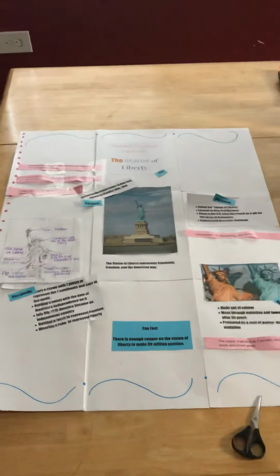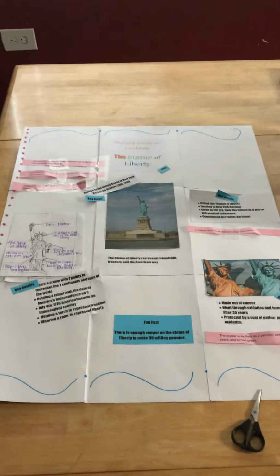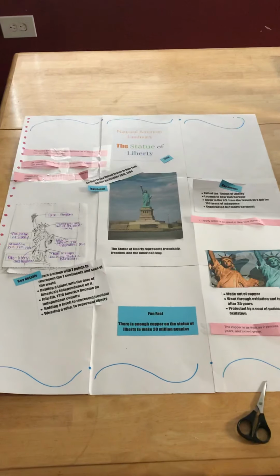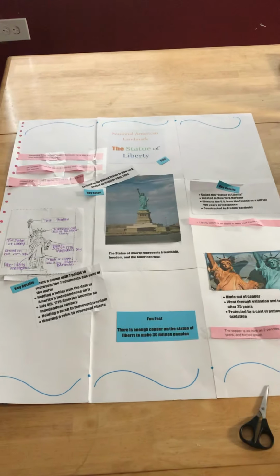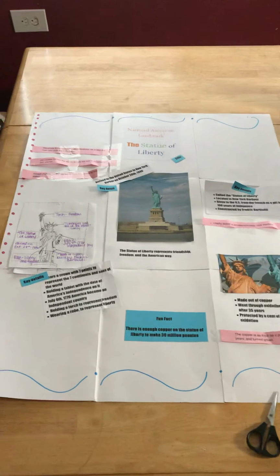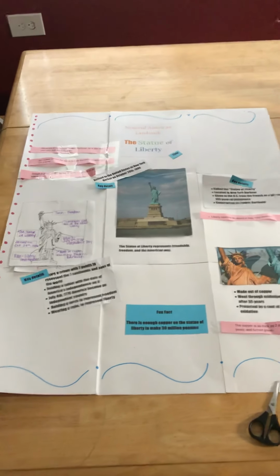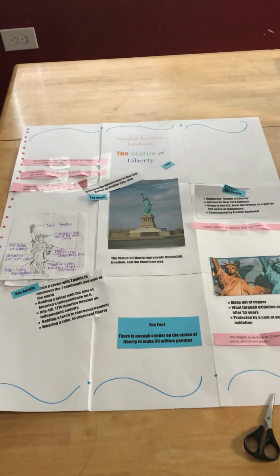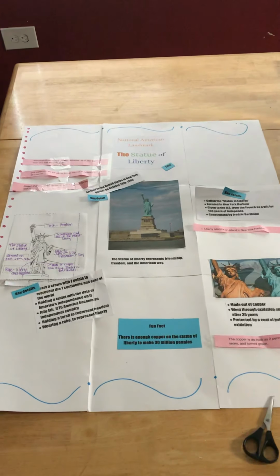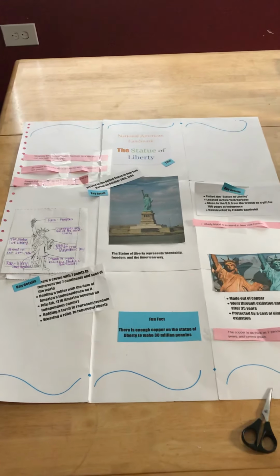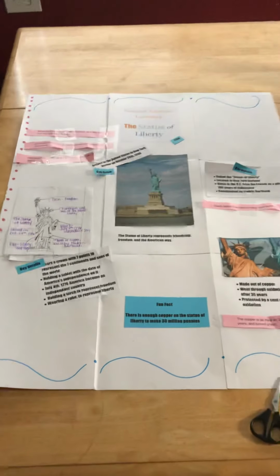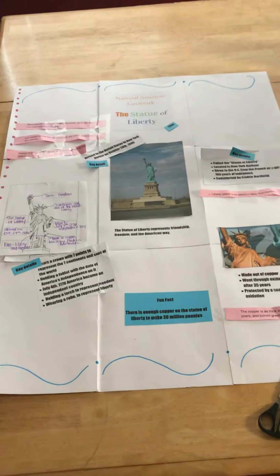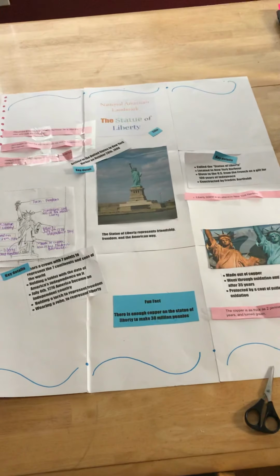Okay, so if you look up at the top in the middle, you can see my title. It is important to have a title. You need to make sure that you have a title to tell others what in the world your teaching poster is about. So I've got a title. It says National American Landmark, then right under that says the Statue of Liberty. So what yours might look like is National American Landmark with then of course the White House or the Liberty Bell under it.